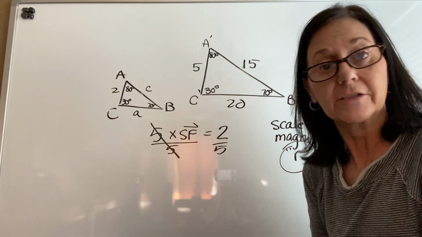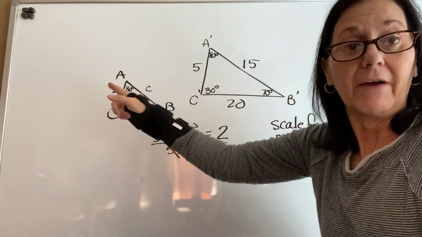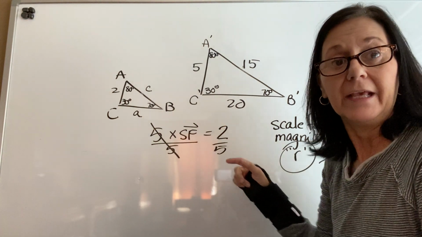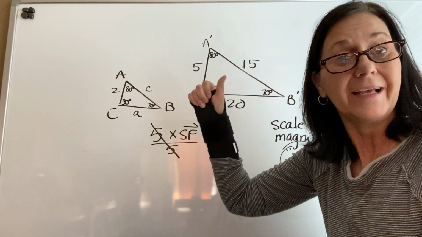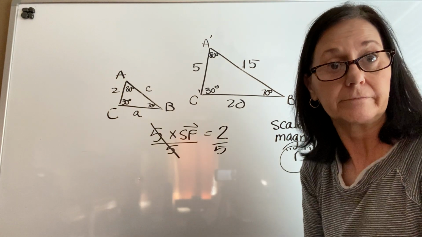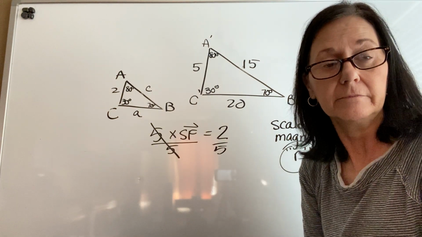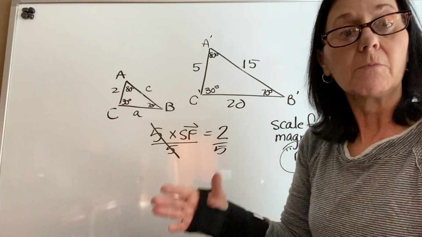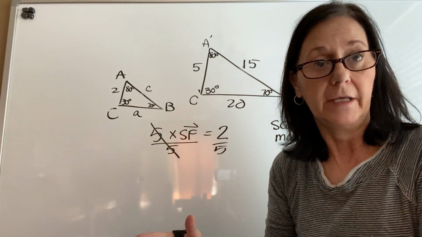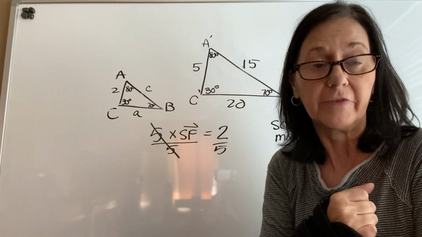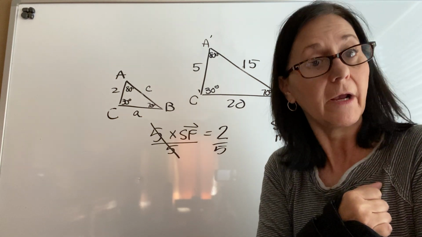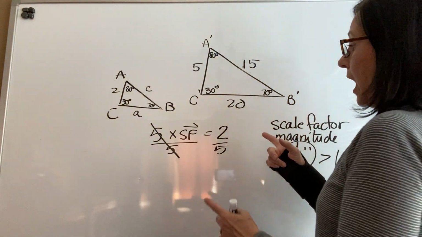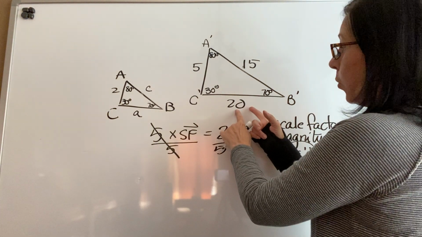So my scale factor is the length. If I'm going to the smaller one, it's going to be the smaller one over the bigger one. If I'm going to the larger one, it's the larger one over the smaller one. Okay? And so just note, engage your brain. If I'm going to the smaller figure, it's going to be less than 1. If I'm going to the larger figure, it's going to be greater than 1, right? It's logical, all right?